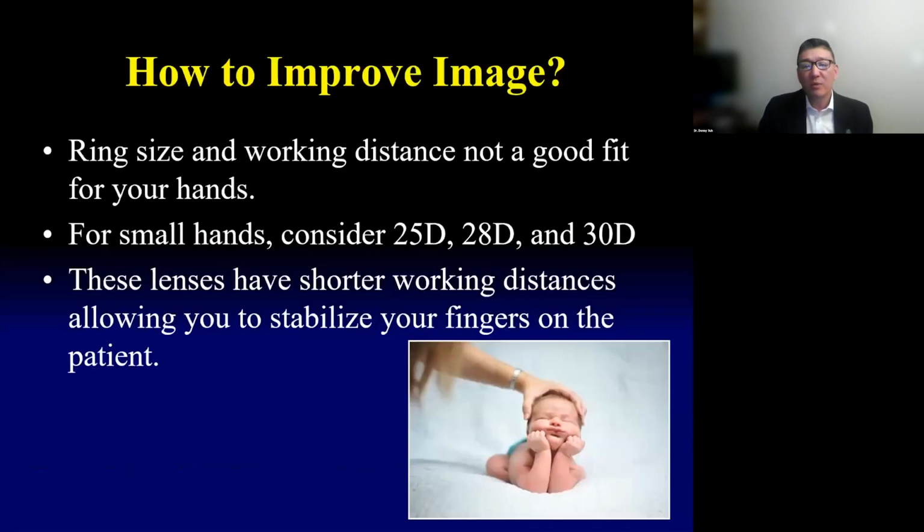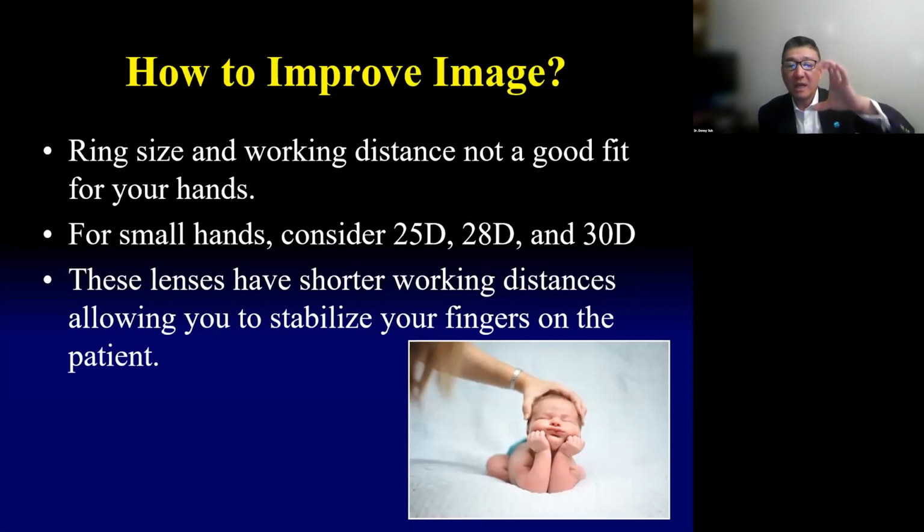And when you get a blurred image, how do you improve the image? The ring size and the working distance have to be perfect, because each lens has a very specific working distance. If you're not working at that specific working distance, for example, 50 millimeters for a 20 diopter lens, then the image is going to be blurred.